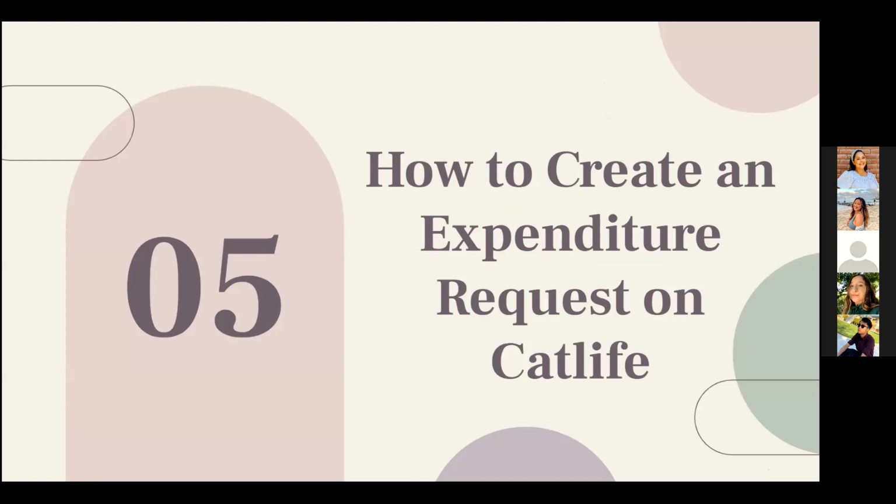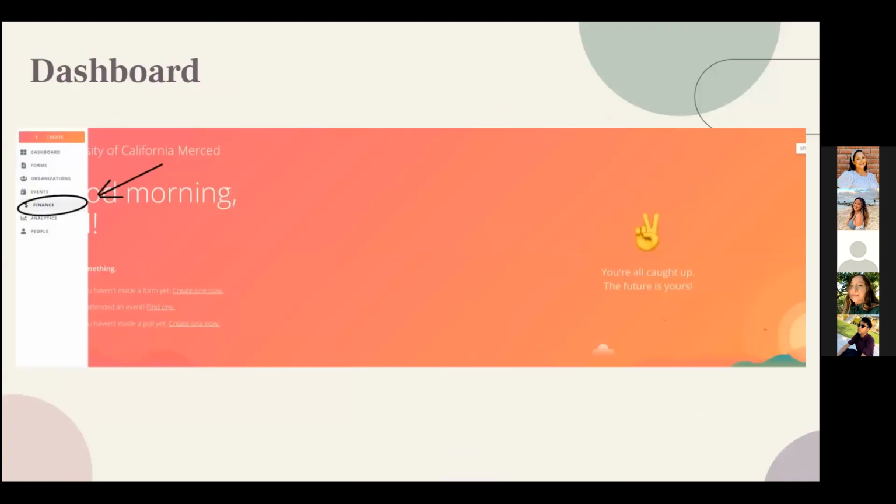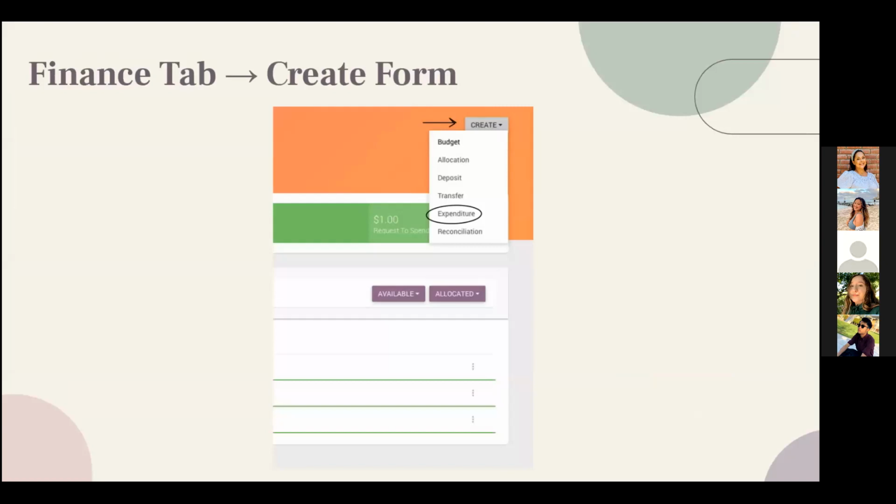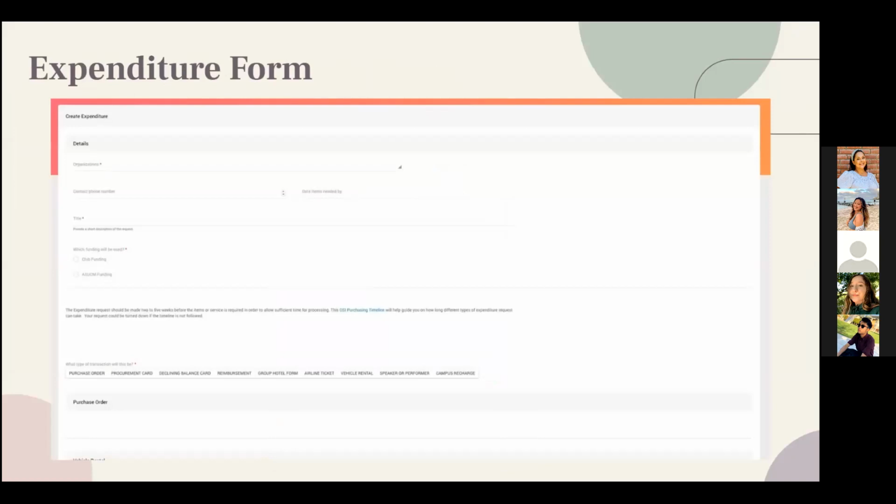And I'm just going to show you how you can create an expenditure request in CAT Life. So from your club's dashboard page, to the left, there's a little dollar sign that says finance. You'll want to click that. And then once you do, in the right-hand corner, you'll see a little create button with a drop down. Click on that and select expenditure. Once you click that, it'll take you to the expenditure form and you'll start filling this out.